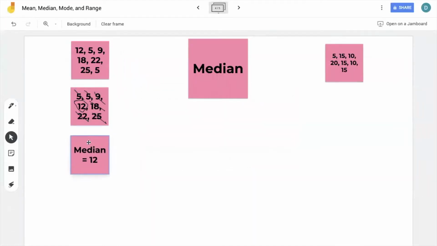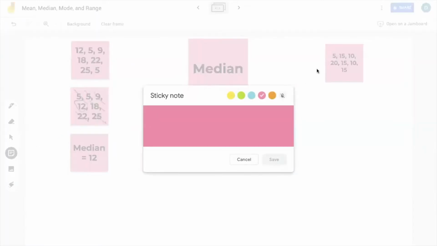We'll do the other example, and then I'll show you what happens when you have an even amount of data points. So let's do the same process on the second one. We want to reorganize it, so it's going to be 5, 10, 10, 15, 15, 15, 20.